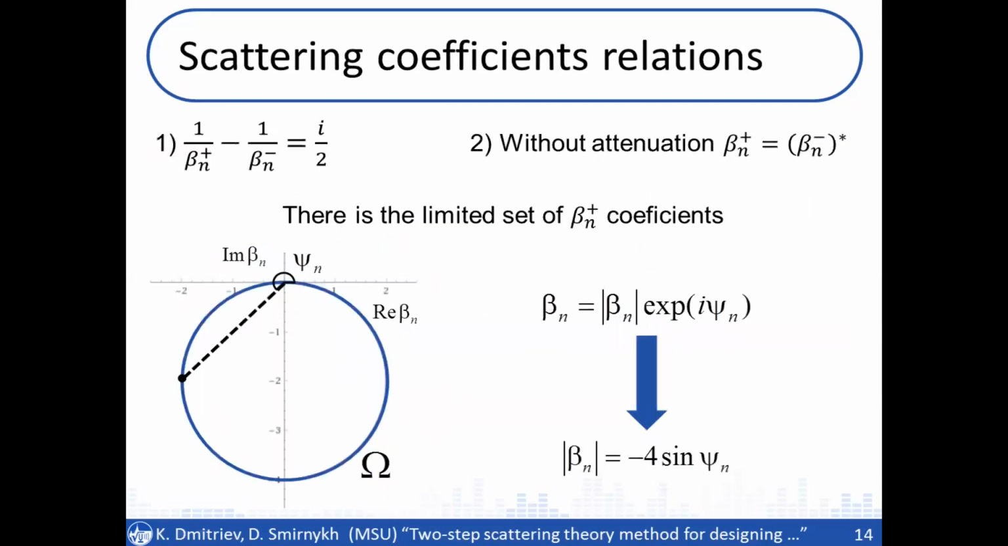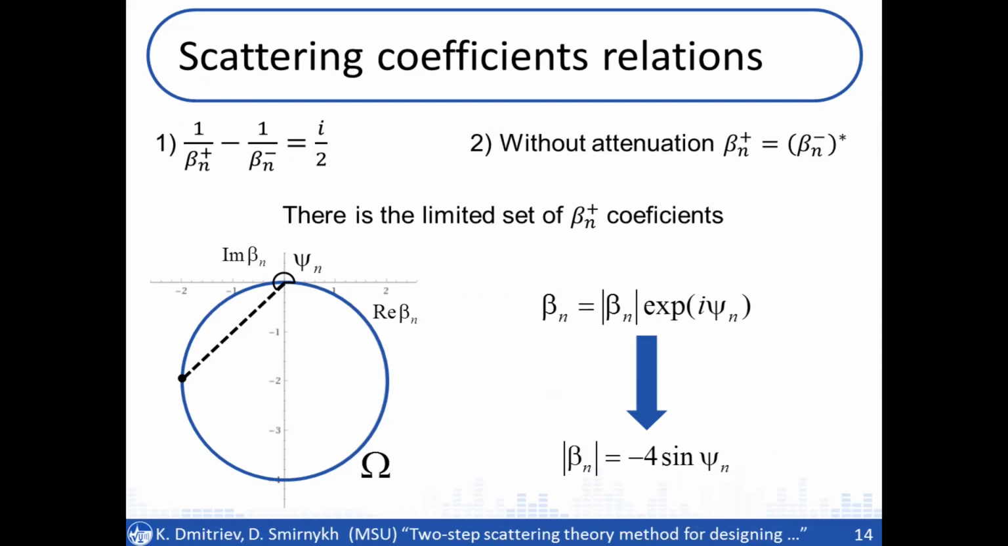The scattering coefficients for retarded and advanced waves are not independent. It can be shown that a relation exists between them. Also, in the case of no attenuation, they are complex conjugated. We can introduce the amplitude and phase of scattering coefficients. And finally, we derive the relation between amplitude and phase of each coefficient.